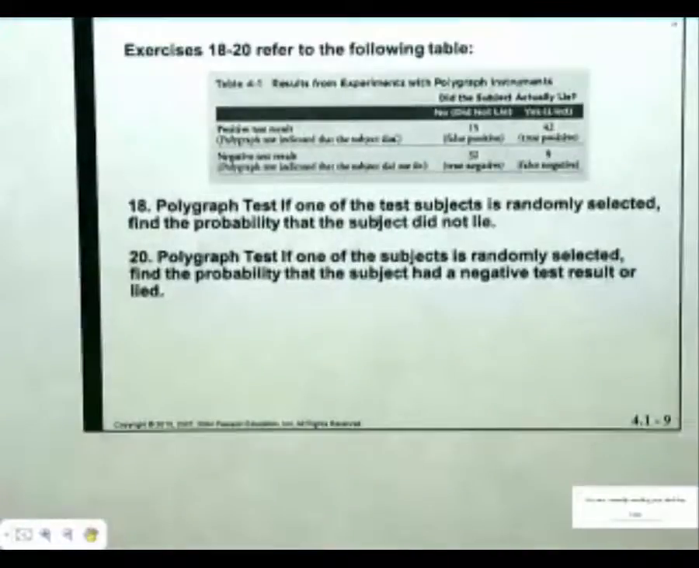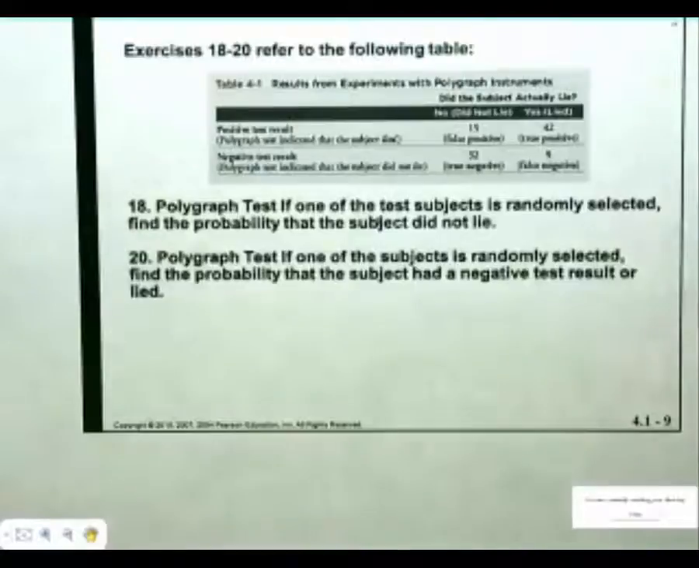For example, if I say, this is results from experiments with polygraph instruments. If I say, how many people had a positive result, what would you say? It's okay if you're wrong. I just want somebody to tell me a number. 42? If you say 42, then you're right. Those folks did have a positive result, but they're not the only folks who had a positive result. These 15 had a positive result also.